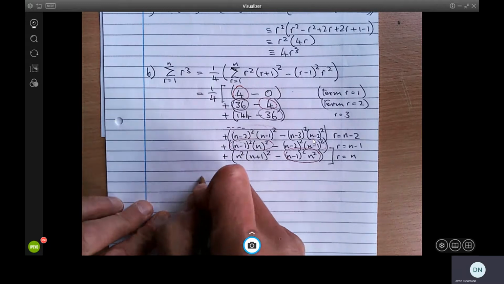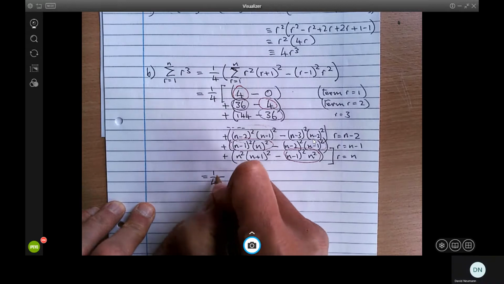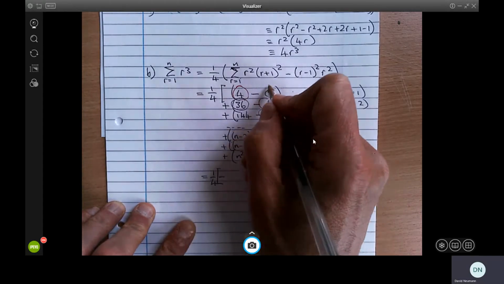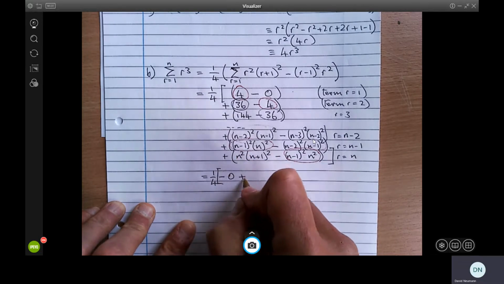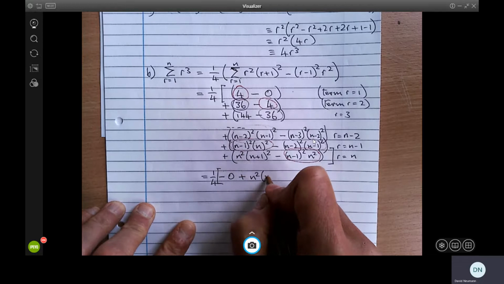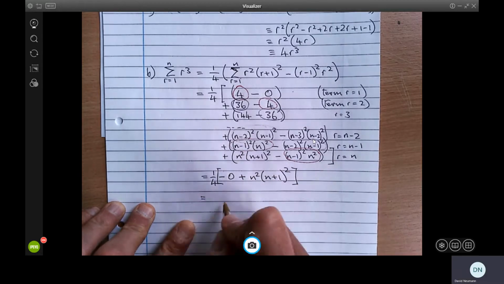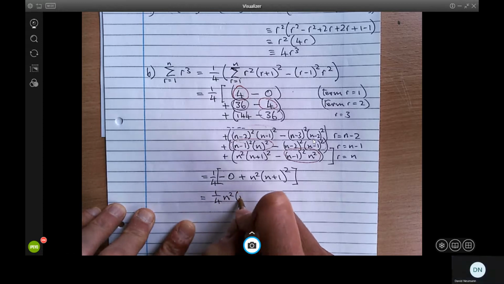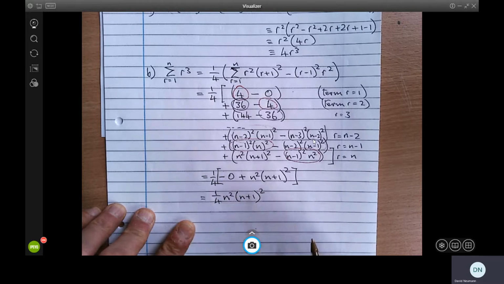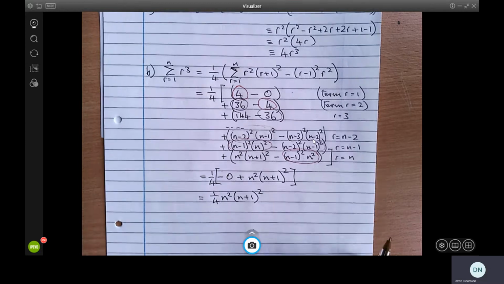So we're going to say equals minus 0, or a quarter, the whole thing, times that minus 0 there, plus this here, plus n squared, n plus 1 squared. And obviously that's a quarter n squared, n plus 1 squared, which was what we were aiming to prove.